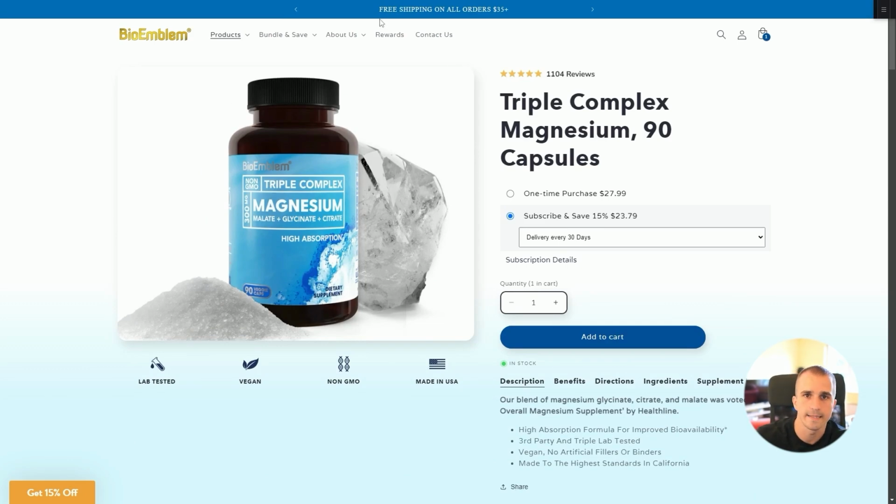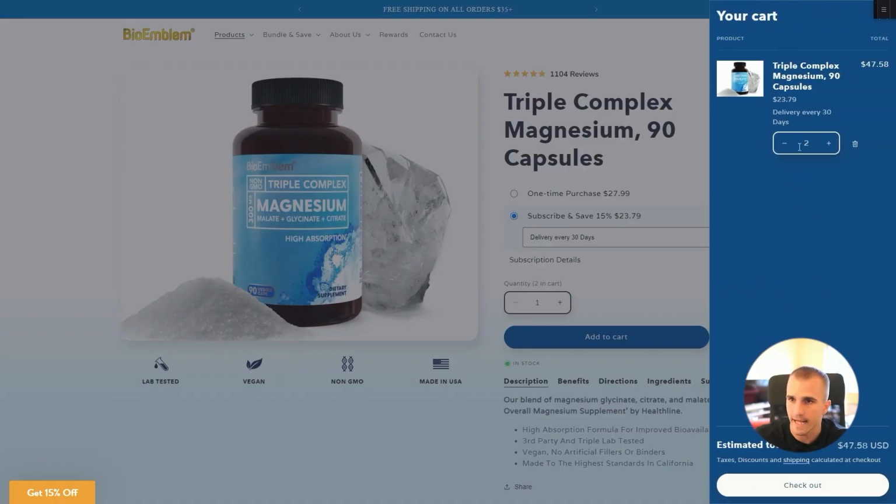Another thing is that I see that they have free shipping on top on all orders over $35, and in their cart drawer they're not incentivizing their visitors to buy more. You should have a free shipping threshold somewhere in here.